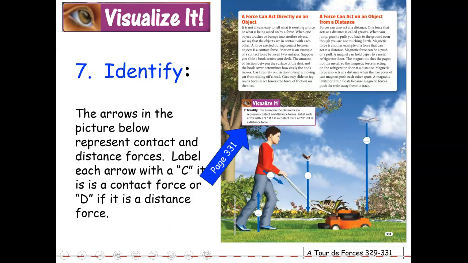Okay, number 7. The arrows in the picture below represent contact and distance forces. Label each arrow with a C if it is a contact force or D if it is a distance force. Well, we know right away that the bird and the plane aren't touching anything, so that has to be a distance force. And that force is the force of gravity. The man is touching the lawnmower and touching the ground, so we know that both of those are contact forces.